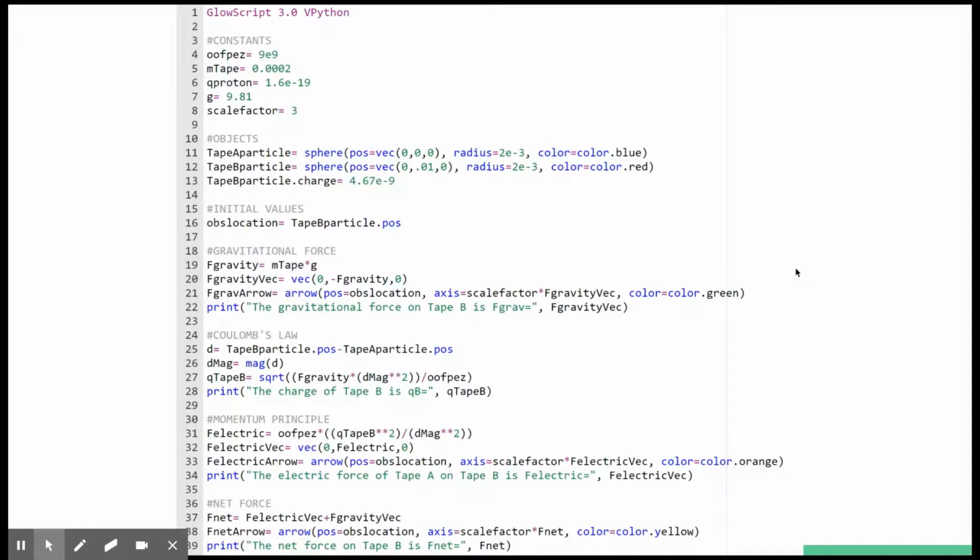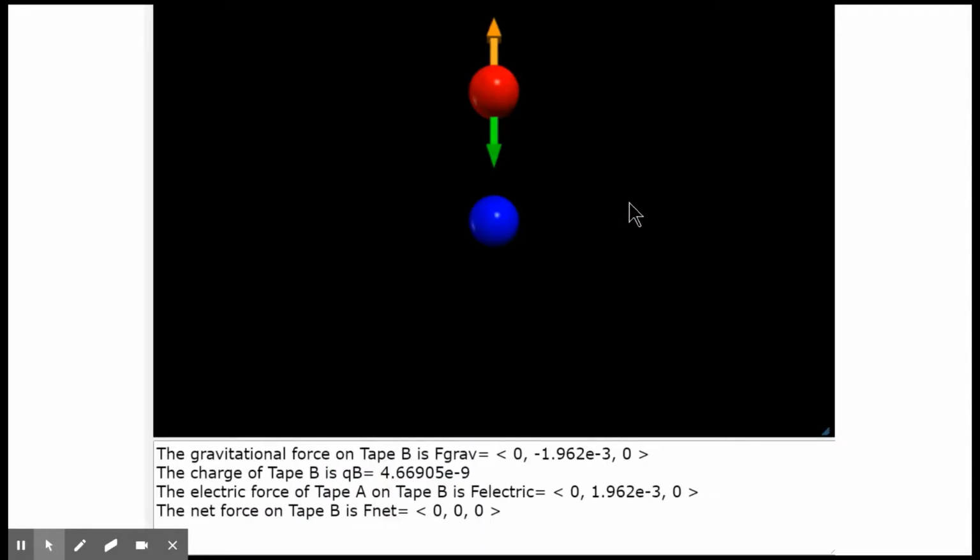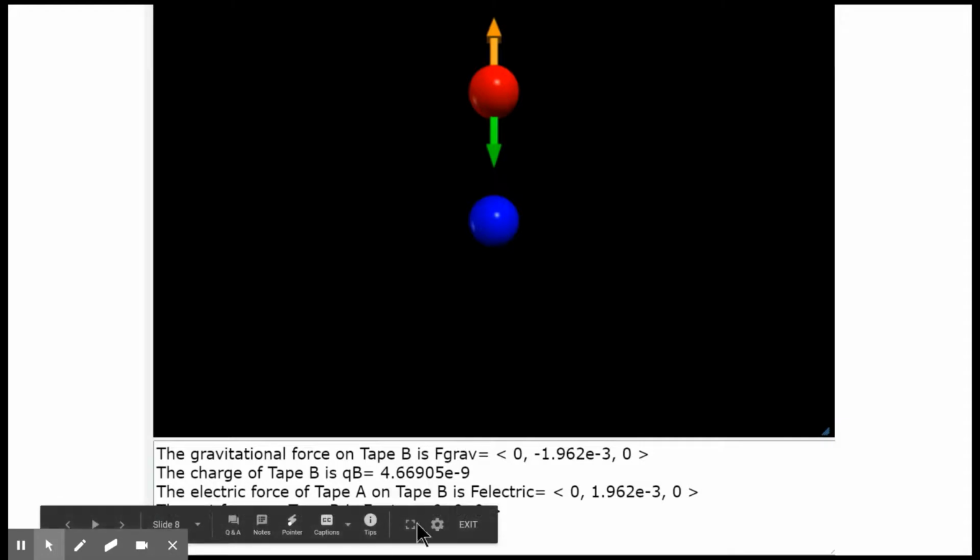My code in GlowScript supports my analytical calculations because I modeled both tape A and tape B as single-point particles, and I used the gravitational force, Coulomb's law, and the momentum principle to show that the net force in the y direction is 0. This model supports my findings by showing the gravitational force arrow, the electric force arrow, and the relative distance between A and B. And these are my findings listed here below the model.